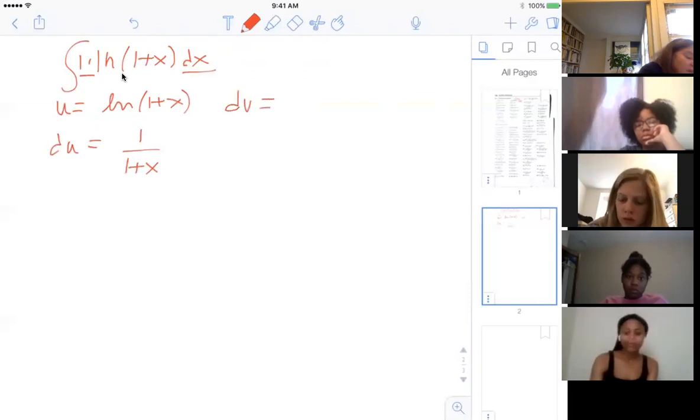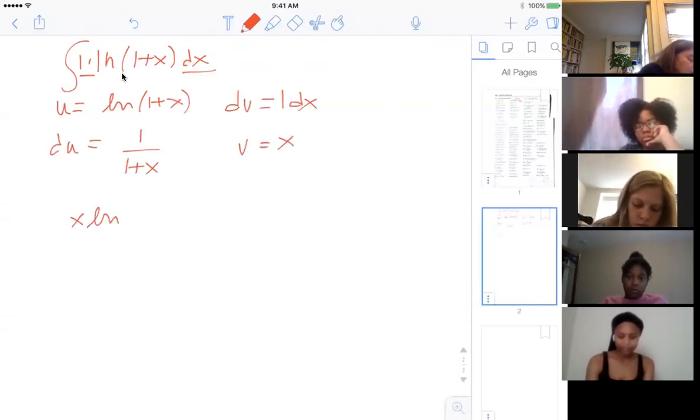So there's nothing left, right? Integrate that, you get x, so you get uv, so x log(1 plus x) minus the integral of v du. I kind of like this one too: 1 over x plus 1 dx.